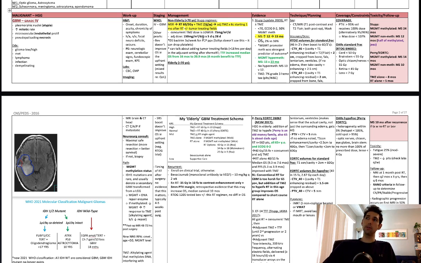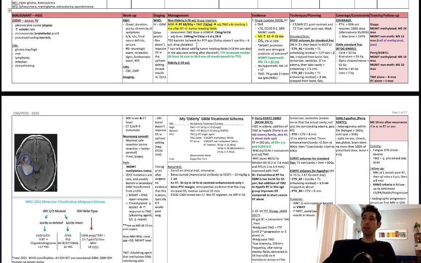The concurrent TMZ dose is lower at 75 milligrams per meter squared per day. The adjuvant dose is higher. In fact, I think it's twice as high. So 150 milligrams per meter squared per day times 5 days every 28 days. Double strength Bactrim 3 times a week for PCP prophylaxis.